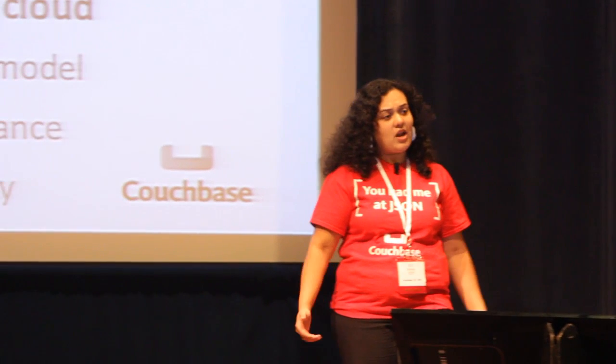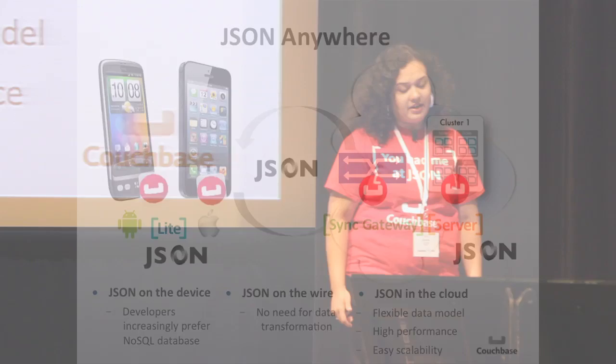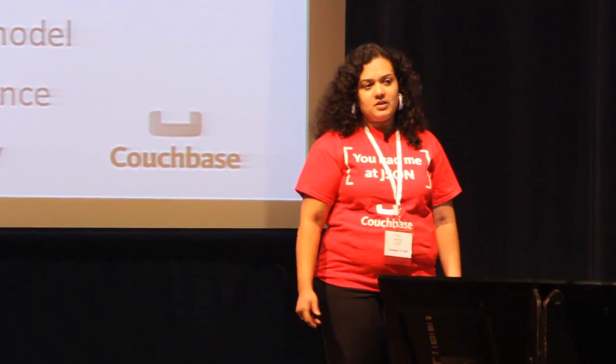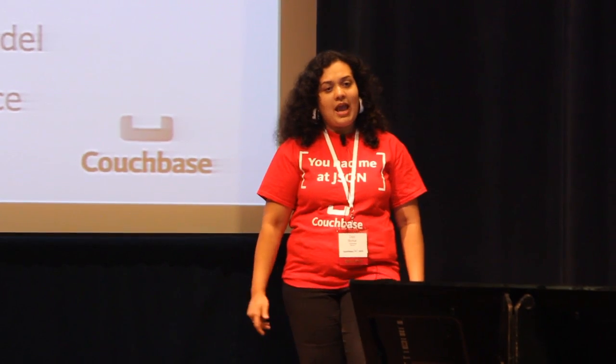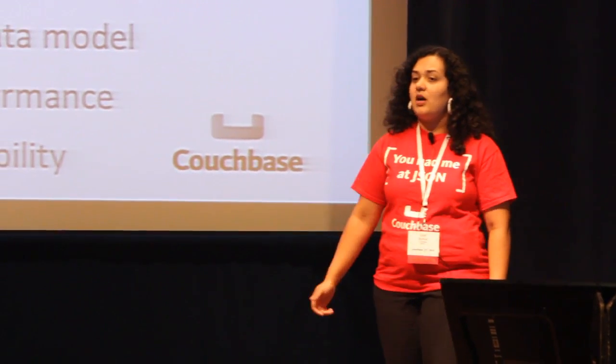So as we looked at in the morning session, the strategy is JSON anywhere. And this really comes from the flexibility and the power of JSON, where it's easy to use. You have schema flexibility. You can represent all kinds of data, all sizes, all shapes of data. And now you have JSON on your device with Couchbase Lite. You have JSON on the wire. And you have JSON on the cloud in Sync Gateway, as well as Couchbase Server.